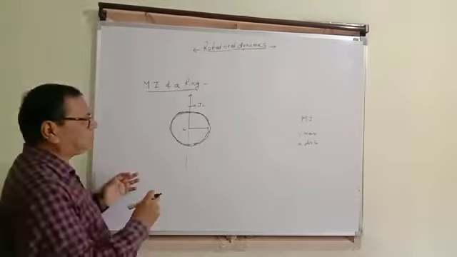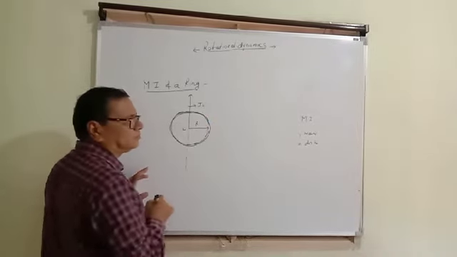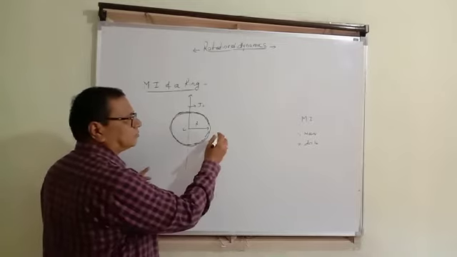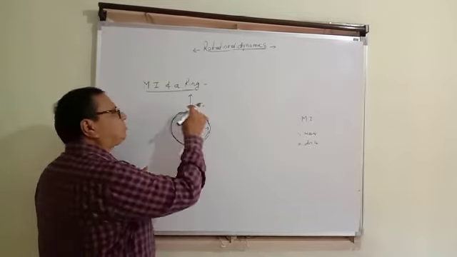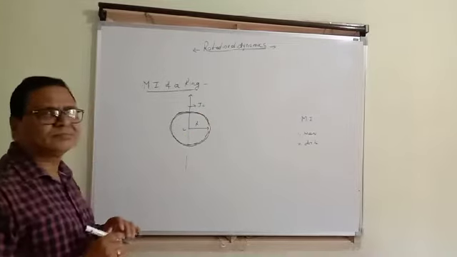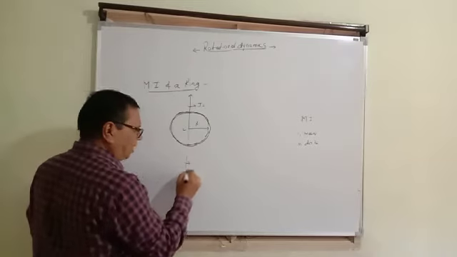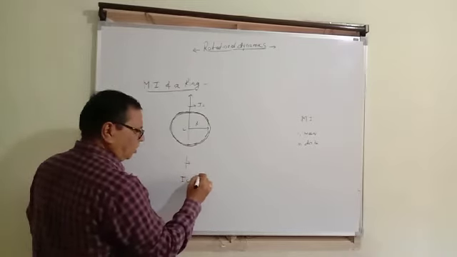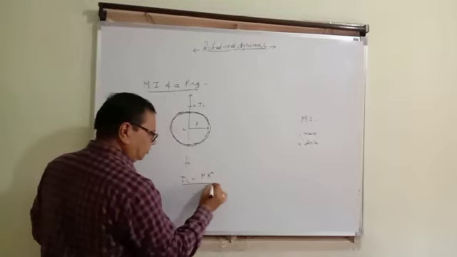As the mass is distributed at distance r from the center, where r is the radius of the circle, it is uniformly distributed. Hence, the moment of inertia about this axis is given by IC is equal to m r square.